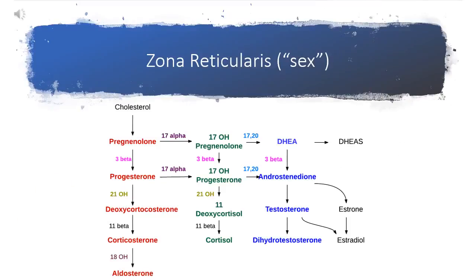Zona reticularis, or sex. The deepest region of the adrenal cortex is the zona reticularis, which produces small amounts of a class of steroid sex hormones called androgens. During puberty and most of adulthood, androgens are produced in the gonads. The androgens produced in the zona reticularis supplement the gonadal androgens.